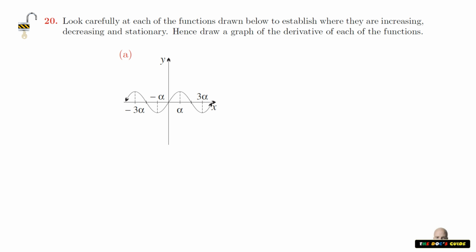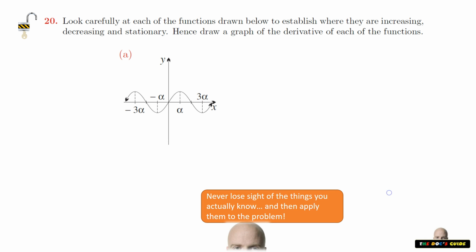Now, if we have a look at this example, we need to be careful to make sure that we actually get our head around the problem and remember what things we actually know. So it says, look carefully at this function below, establish where it's increasing. So we know that that's simply wherever the slope of the function is positive. It's decreasing, so that's wherever the slope is negative. And it's stationary wherever the slope is 0.